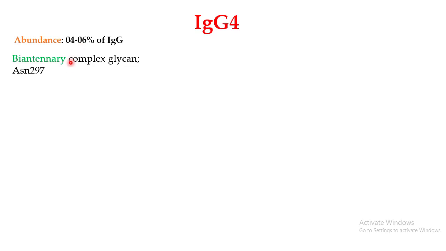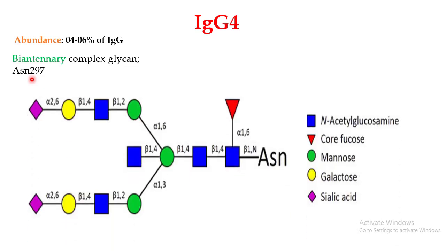they have this biantennary complex glycan attached at position number 297. Now, if you talk about this biantennary complex, let me repeat this for you. This is antennary. That means you are going to see an antenna-like structure. This is one antenna-like structure. This is another antenna-like structure. Therefore, we call it biantennary because bi refers to two. So you are going to see these two antenna-like structures when you talk about the complex glycans that have been attached to the immunoglobulin G4.